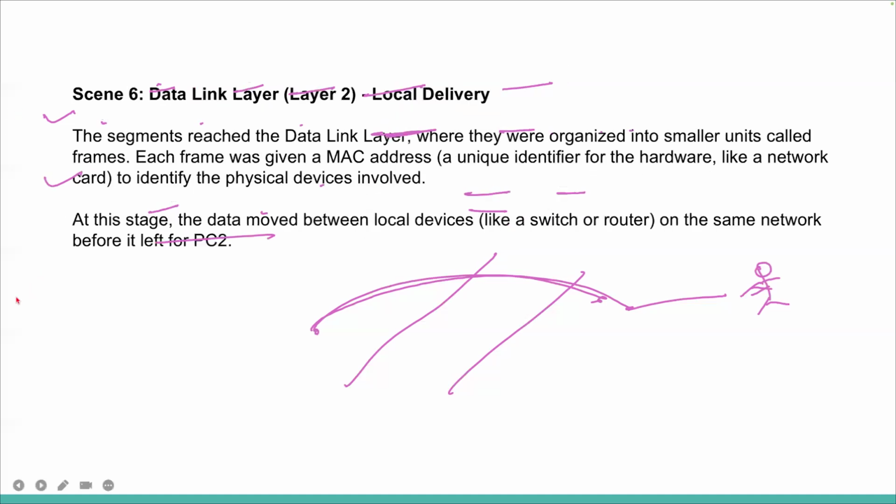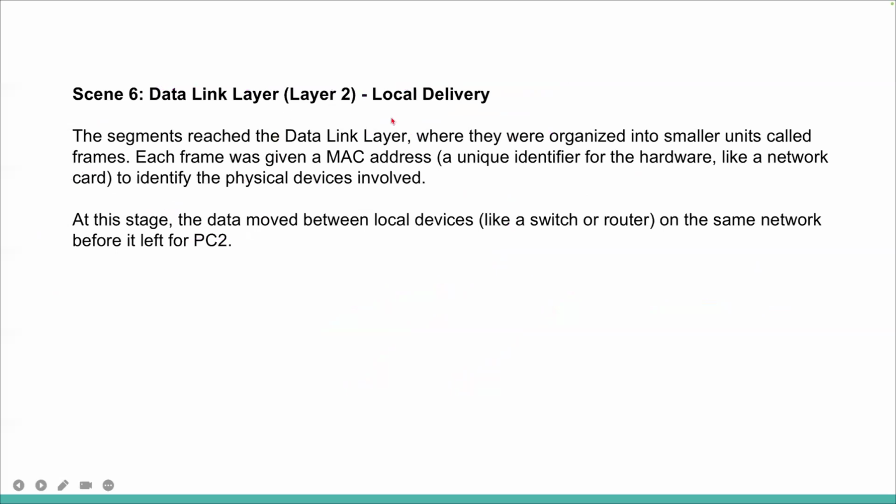Then scene 6 comes into picture where you have the data link layer. See, I should always tell you that there's a difference between IP address and MAC address in this term. Why do we need two addresses? One is an IP address, MAC is also an address. Why do I want two addresses? It's like imagine this.